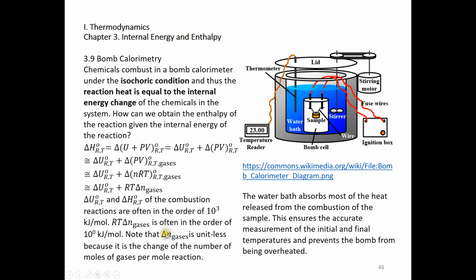And note that this delta n gases is unitless, because the physical meaning of this is the change of the number of moles of gases per mole reaction. We need to divide a mole in the end.